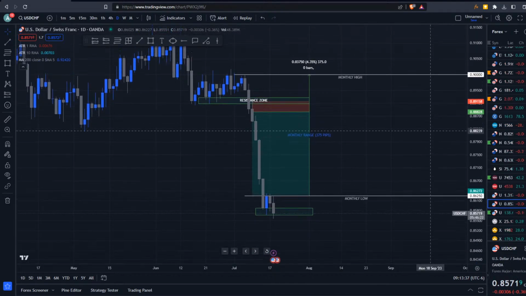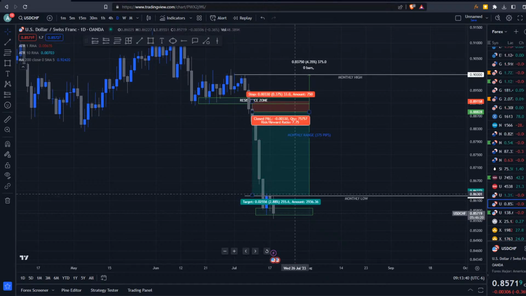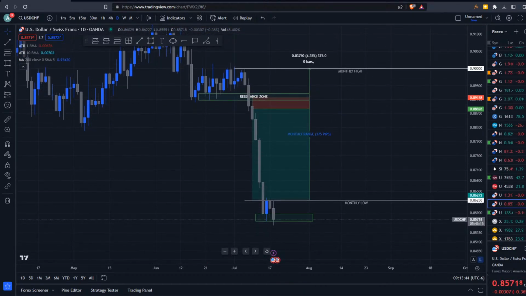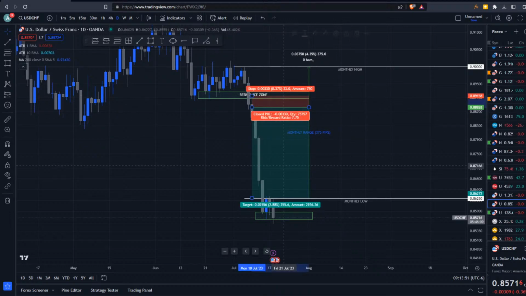USD Swiss obviously taking a massive hit, completed its full monthly range. I don't believe I traded this at all, which kind of sucks. I missed out on it. I don't know why, I just didn't take it. But eventually this should retrace a bit.